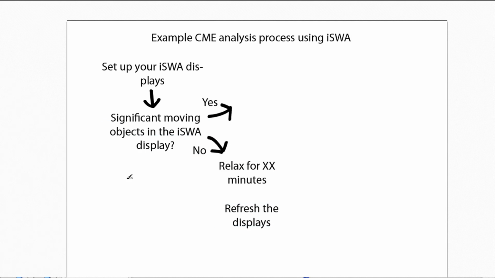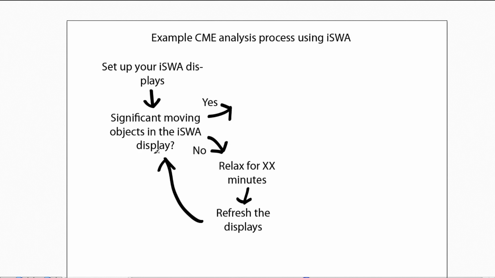And let's make the flow here too. And once you have done that, you will go to the beginning of the process itself and identify if there are any significant moving objects in the ISWA display. Now, of course, this branch of the process operates as long as there are no significant moving objects in your ISWA displays.